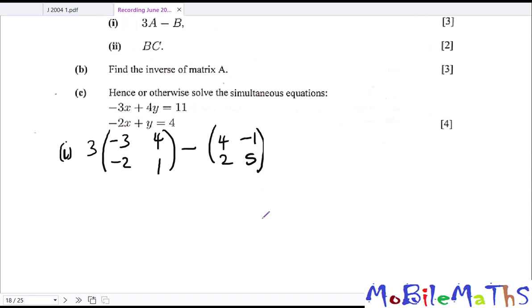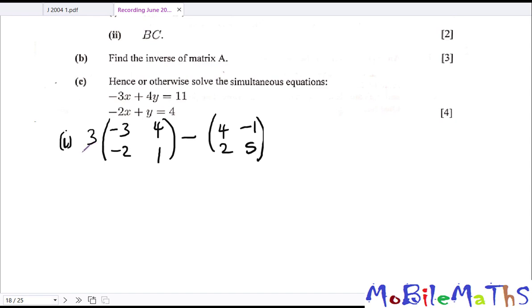So what we do on this question, we have to first of all multiply the scalar inside. So 3 is our scalar. So we multiply inside: 3 by minus 3, that's minus 9. 3 by 4, that's a 12. 3 by minus 2, that's a minus 6. 3 by 1, that's a 3. So we have simplified, or multiplied, our scalar.